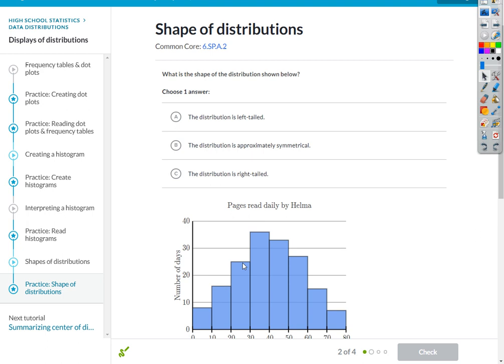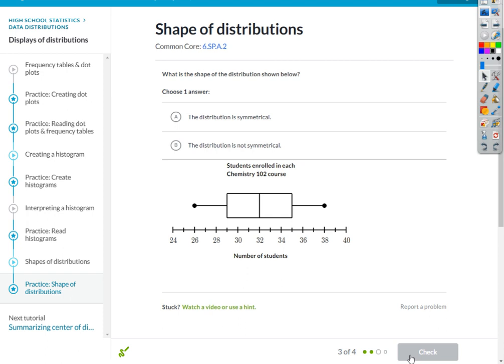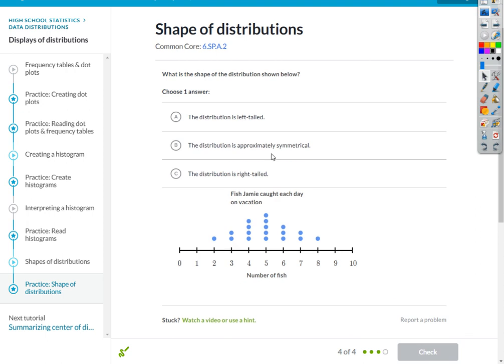This one is pretty much symmetrical. About half the data is here, the center is right here. It's pretty much symmetrical. Not exactly symmetrical, but pretty much symmetrical. This one is symmetrical. Right down the center, half on the left, half on the right. And then this one here would also be pretty much symmetrical. Half the data is on the left, half the data is pretty much on the right. Approximately symmetrical.